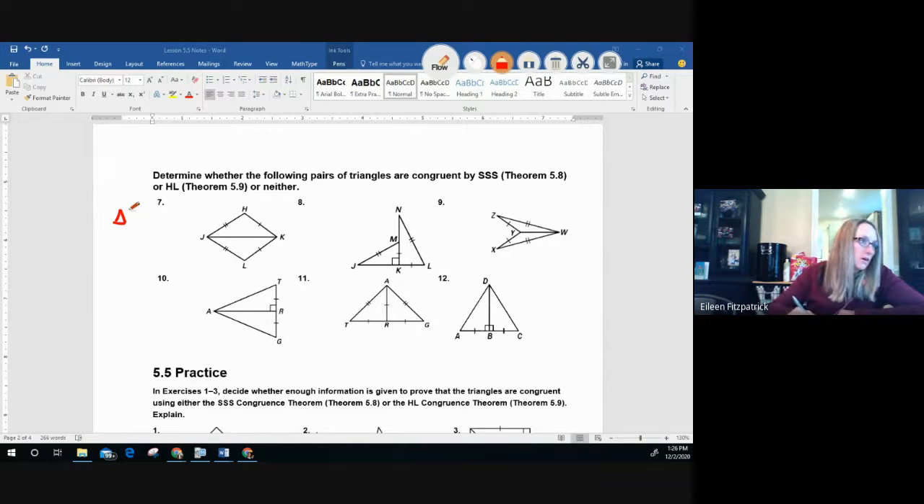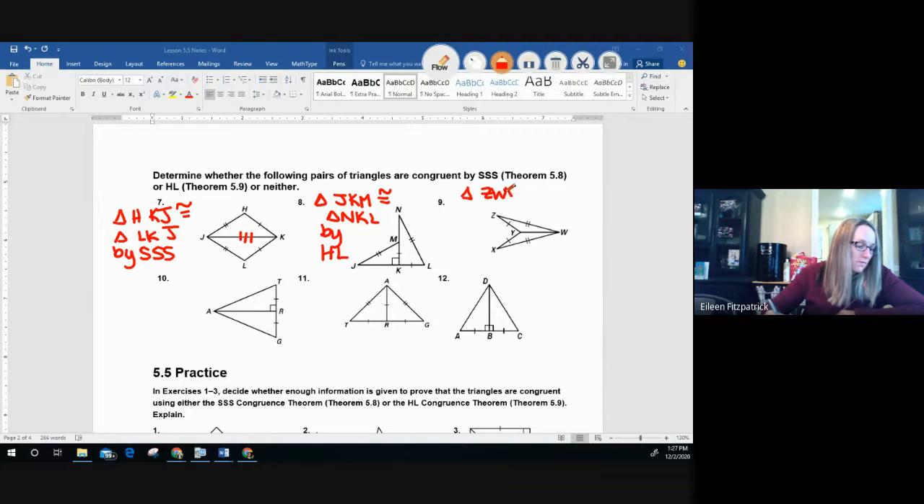All right, so hopefully you gave them a shot on your own. The first one is triangle HKJ is congruent to triangle LKJ by SSS. The reflexive piece here, you can mark that side congruent to itself. For number 8, you can say the triangle JKM is congruent to triangle NKL by HL. Number 9, you can say that triangle ZWY is congruent to triangle XWY by side, side, side.